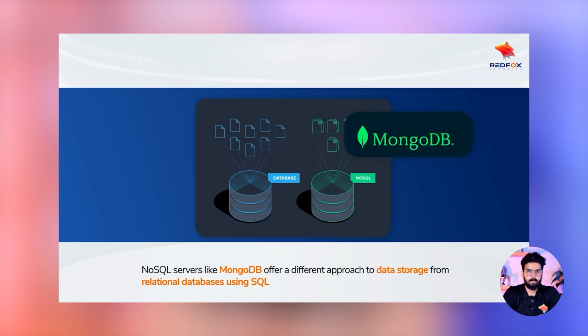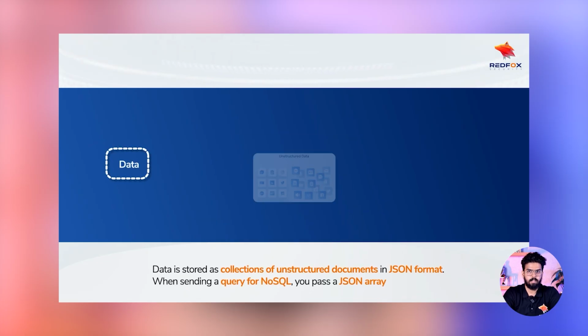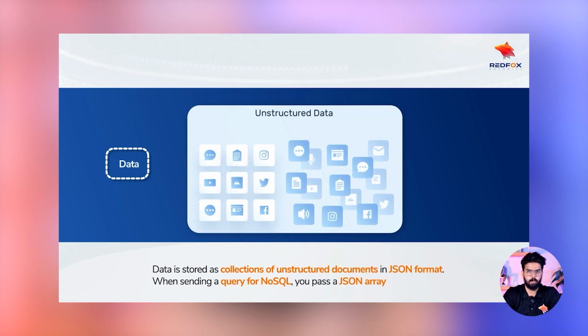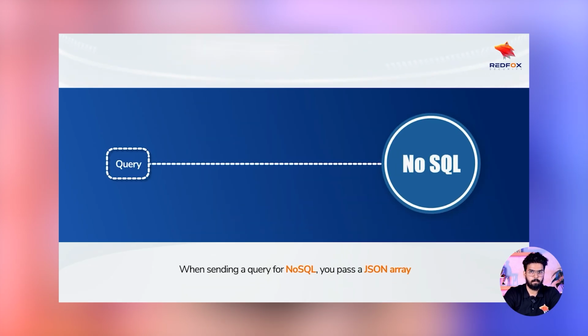NoSQL servers like MongoDB offer a different approach to data storage from relational databases using SQL. The database is stored as collections of unstructured documents in JSON format. When sending a query for NoSQL, you pass a JSON array. To check the username and password of a user, you might pass the following array.